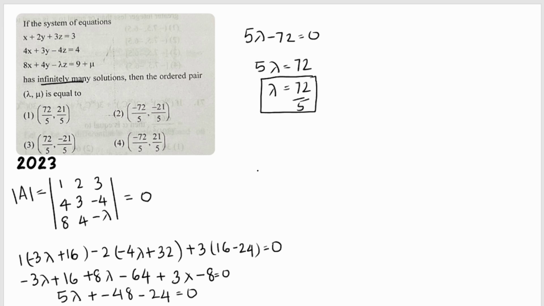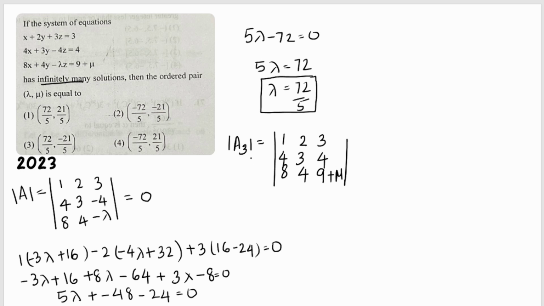Now we need to find the value of nu. For that, any of the matrices A1, A2 or A3 should have determinant equal to 0. So here I will be considering the determinant of matrix A3. For that, the first two columns will be the same: 1, 4, 8, 2, 3, 4. Then the last column I will be replacing by 3, 4, 9 plus nu.